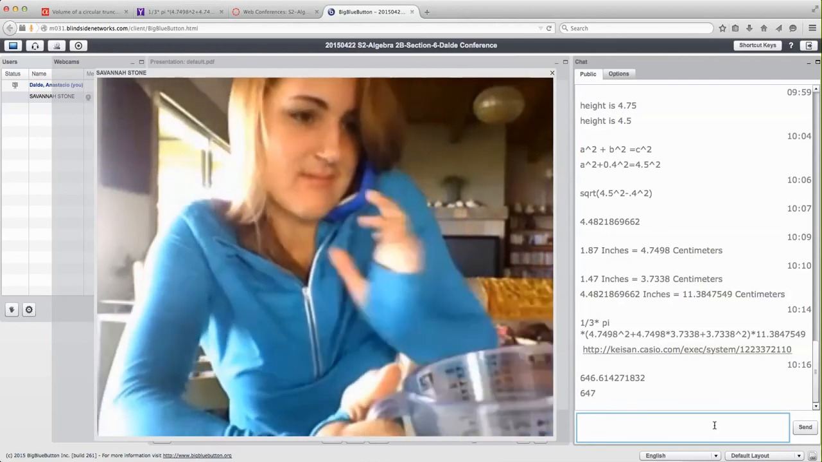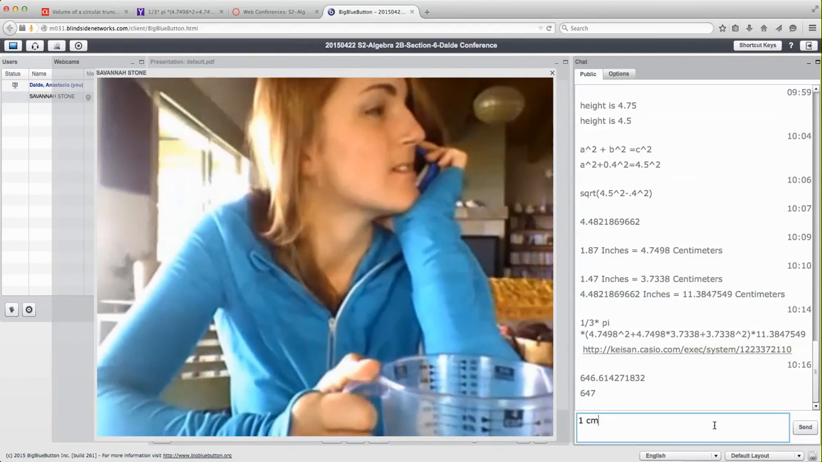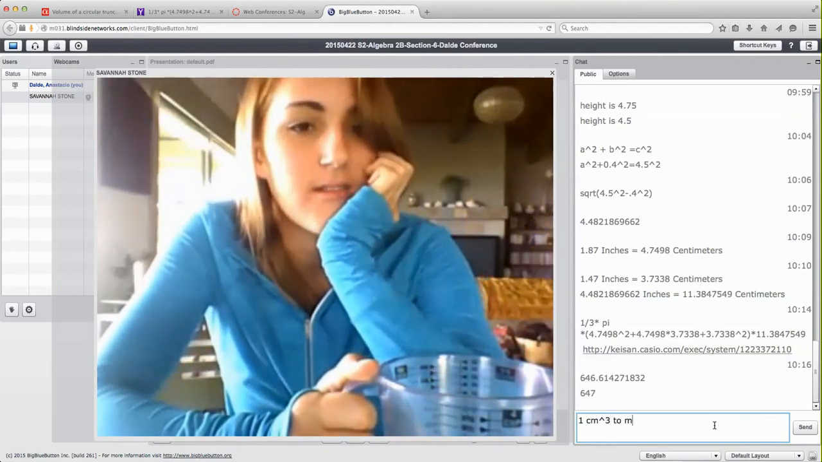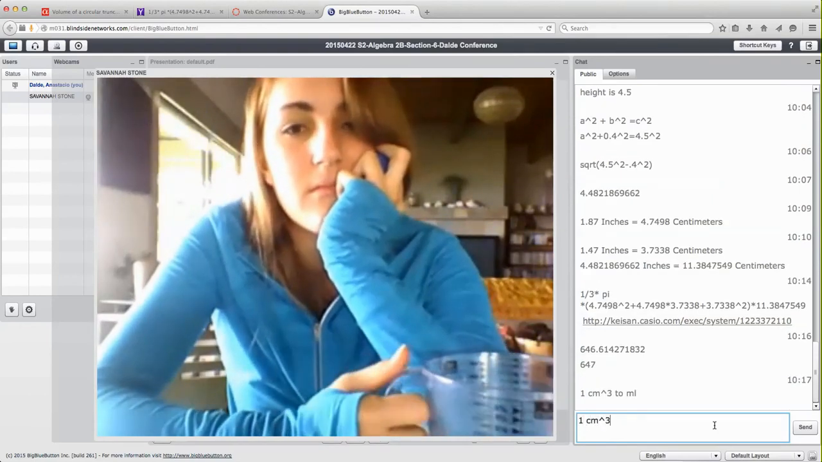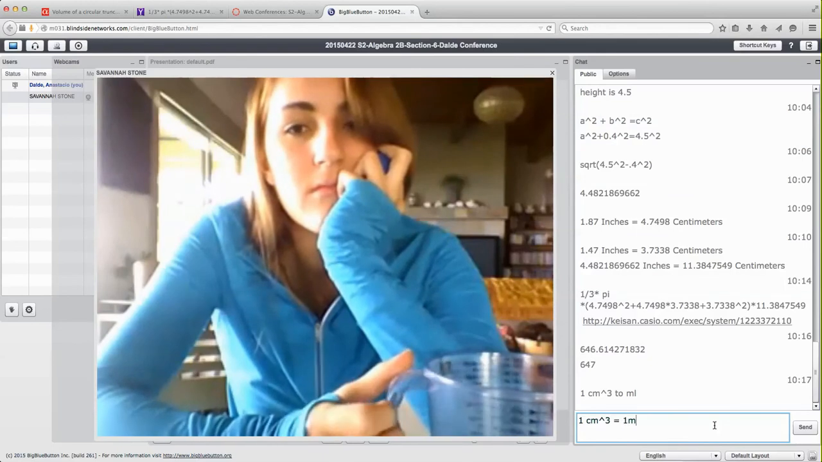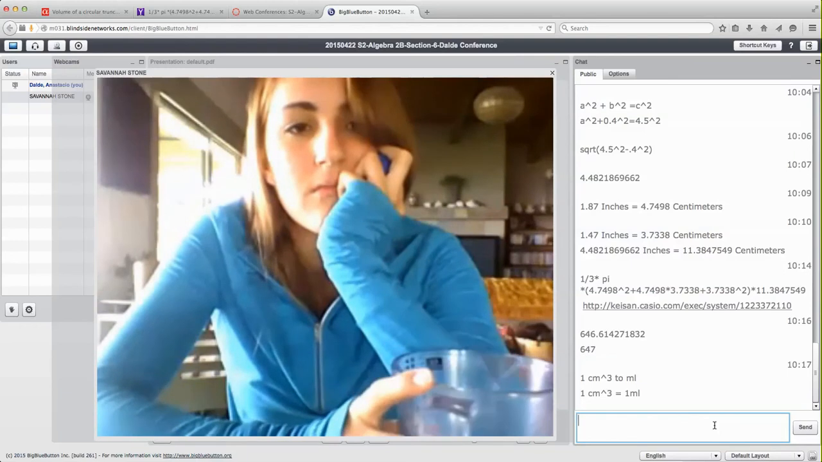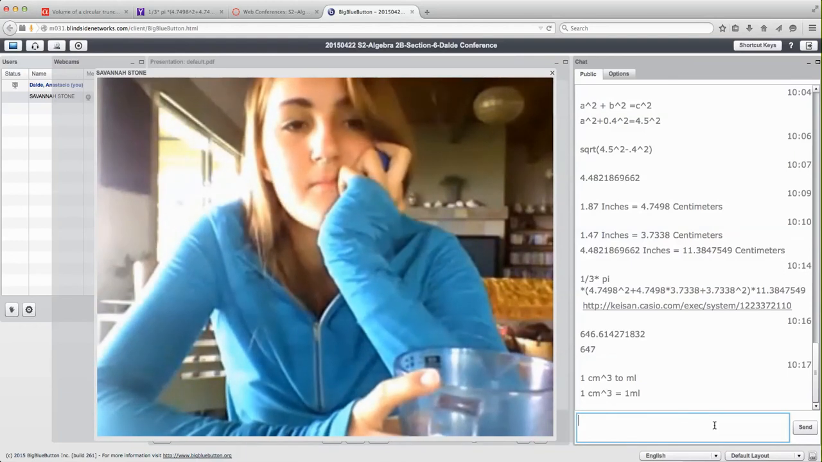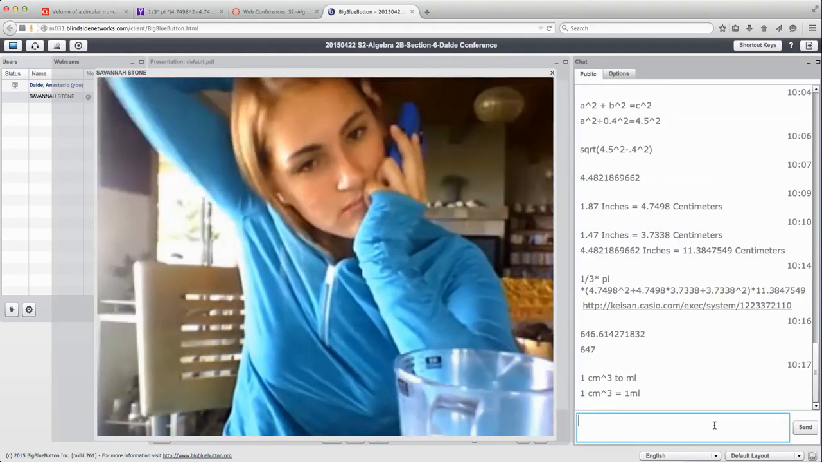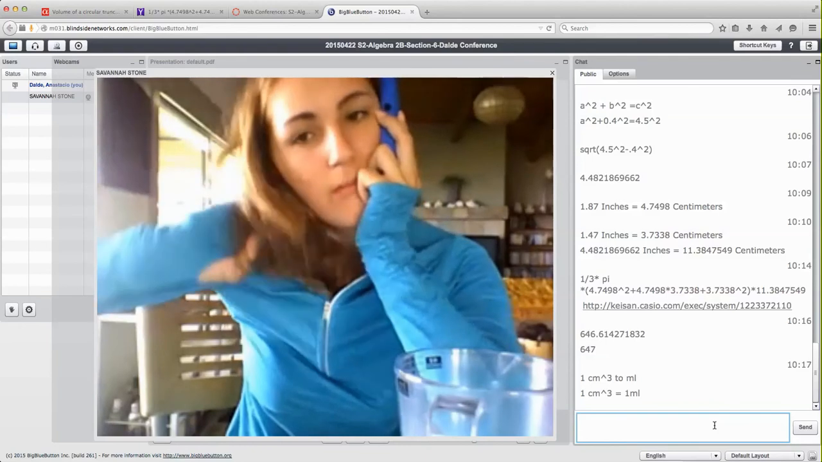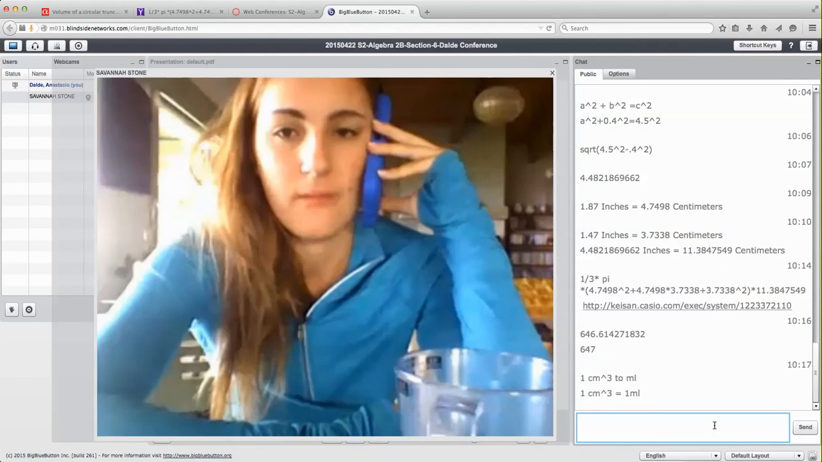All right, let me show you the conversion of 1 centimeter cubed to milliliters. It's very simple. 1 centimeter cubed is equal to 1 milliliter. In fact, that's how they define a milliliter. They take a cube and chisel it down to be 1 centimeter by 1 centimeter by 1 centimeter, and they say this is the volume of 1 milliliter. Does that make sense? Yes. So, how many milliliters should our cup fill up?